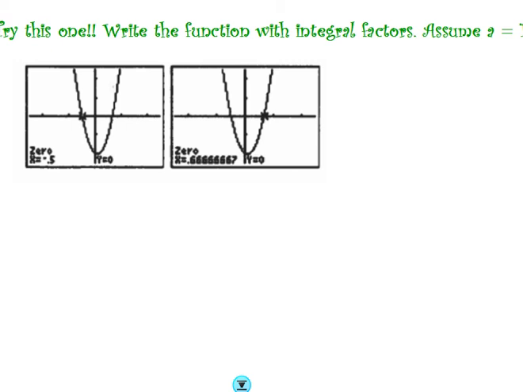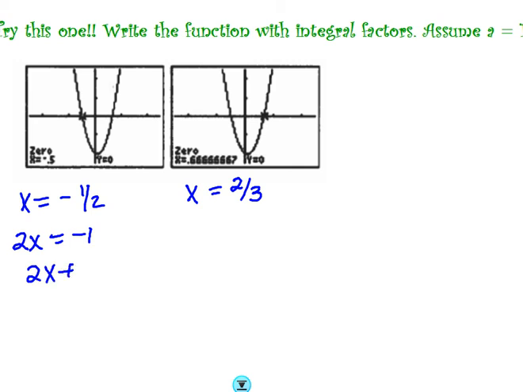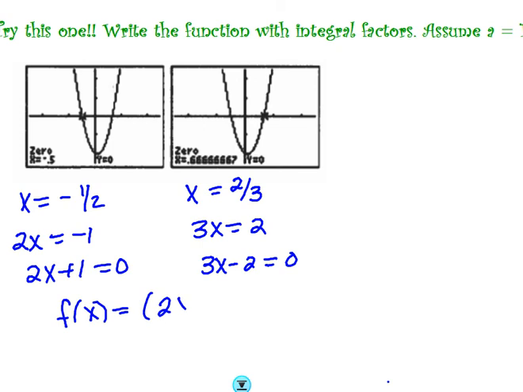Alright, write the function with integral factors, assume a is 1. Alright, see that our x is equal to negative 0.5, which is a half. And x is equal to, you recognize that as 2/3? How to use the calculator. Alright, unsolve it, multiply by 2, add 1, multiply by 3, subtract 2. So my factors, since a is 1, are just going to be 2x plus 1 and 3x minus 2.